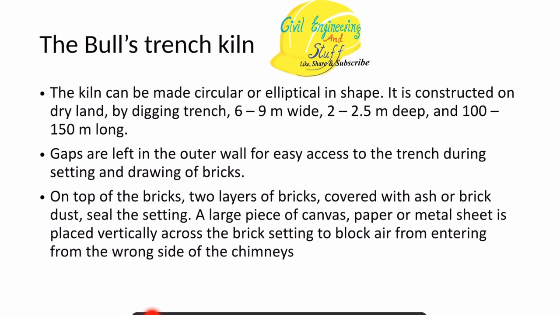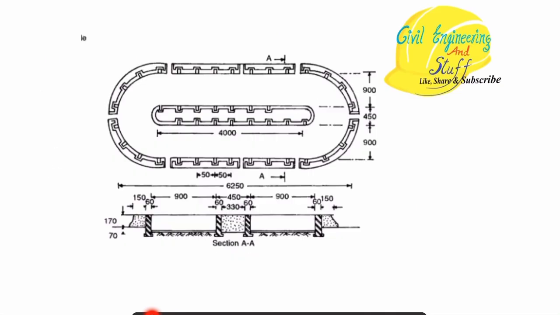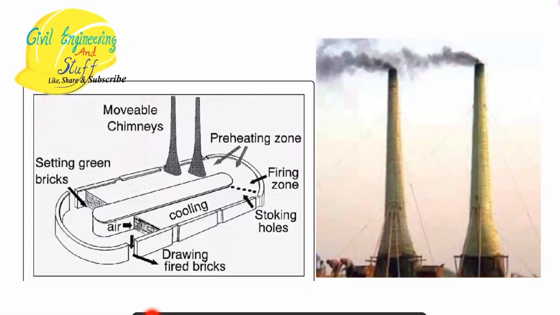Okay, so these bull trench kilns are made by digging a trench around 6 to 9 meters wide, 2 to 2.5 meters deep, and 100 to 150 meters long. They have lots of gaps so that the material can be placed in the bull trench kiln, as well as removed from it, right? There are a number of openings present in the bull trench kiln, right? This is one of the diagrams that shows the structure of the bull trench kiln. The chimneys are made above the ground surface, while everything else is below the ground surface.